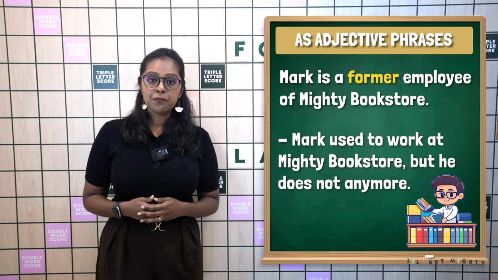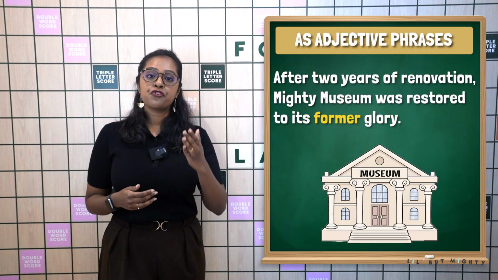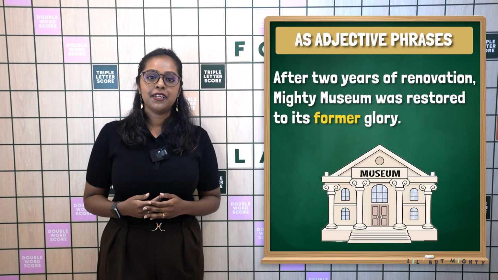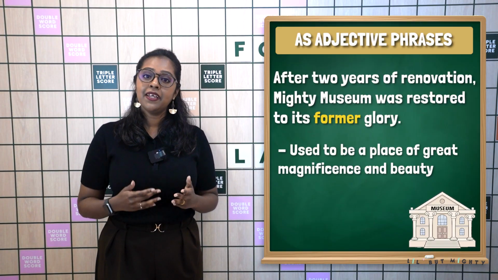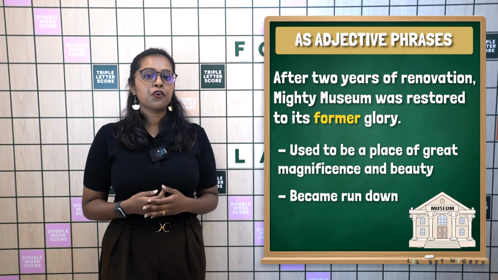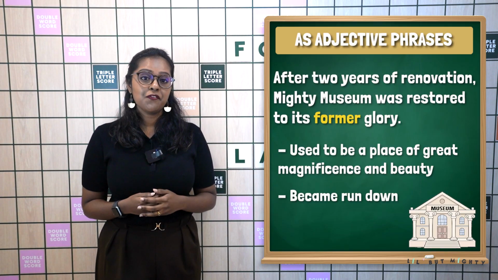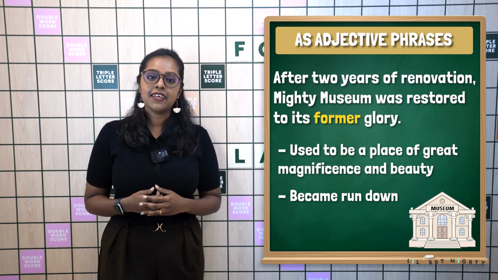Another example would be, after 2 years of renovation, Mighty Museum was restored to its former glory. This sentence tells us that Mighty Museum used to be a place of great magnificence and beauty, but it eventually became rundown. After 2 years of renovation works, it was brought back to its previous magnificent state.